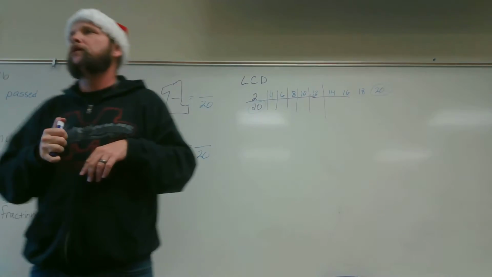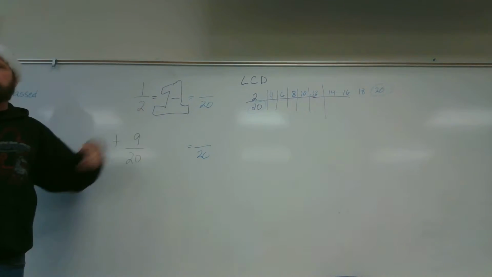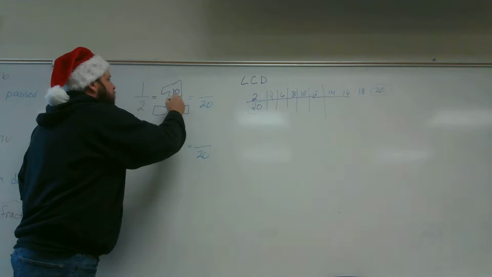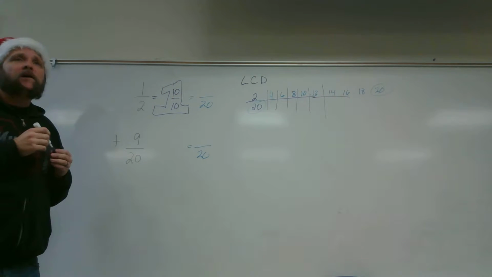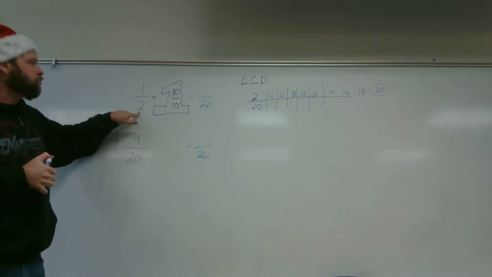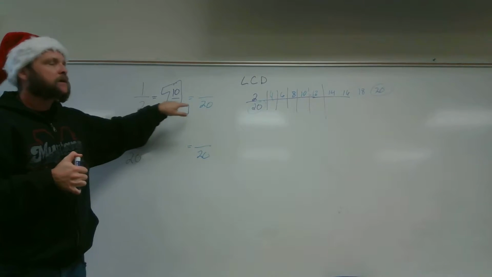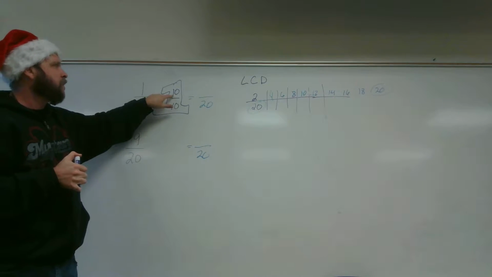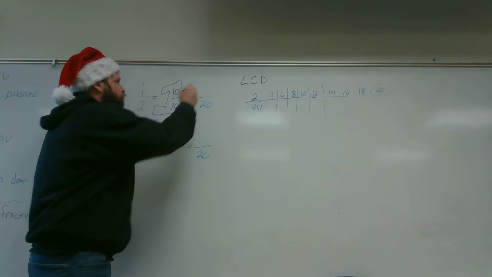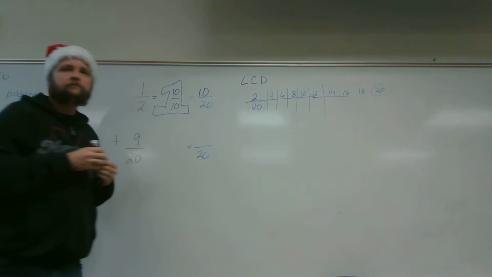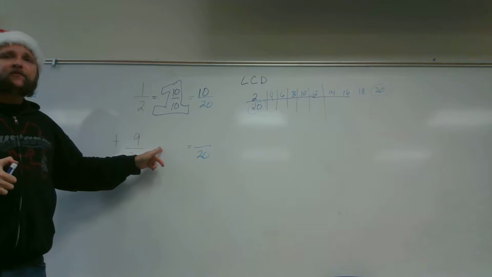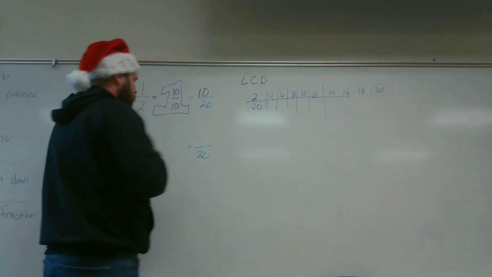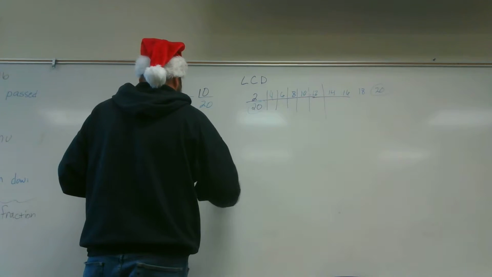Any fraction that equals 1 has the same numerator as denominator. Evan, what is my fraction that equals 1 here? 10 over 10. Because when I multiply fractions, I multiply straight across. 2 times 10 gives me 20. 1 times 10 gives me 10. This fraction is already over 20, so this just stays 9/20.